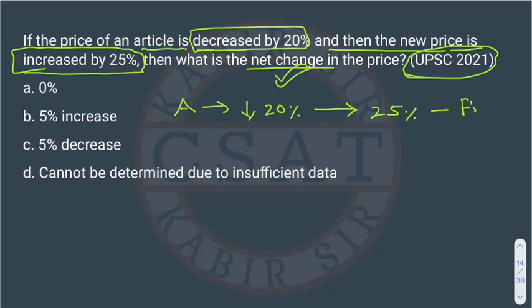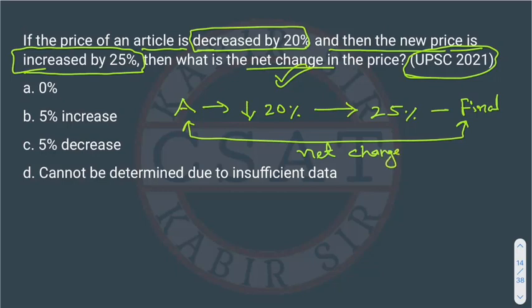So he is asking that the final price and the original price, so that will be the net change. So this will be net change, final price minus original price, right? So he's asking the net change only. So how we will calculate it?